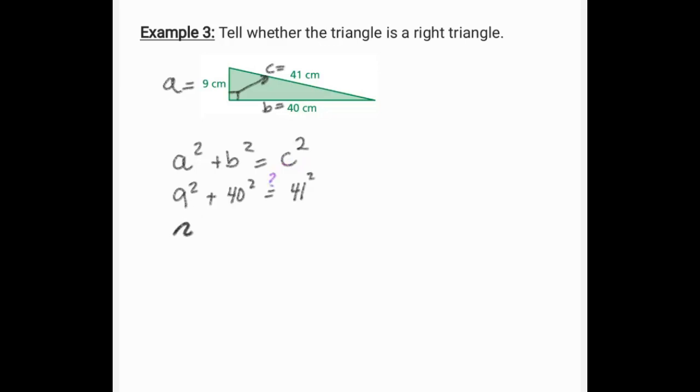9 squared will give us 81. 40 squared will give us 1600. And on the other one, 41 squared will give us 1681. So if we add the left side together, it gives us 1681 is equal to 1681. And this is a true statement. So then for sure this is a right triangle because the left side right here is equal to the right side. If both sides are not equal, that determines that it is not a right triangle.